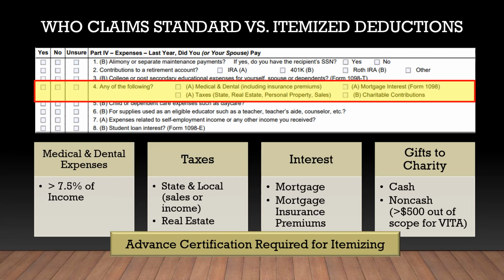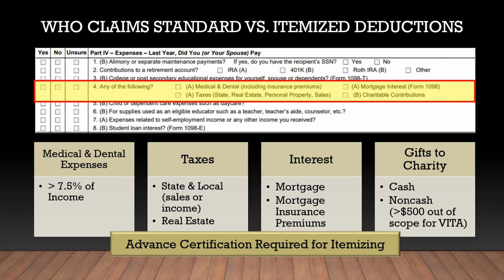So when they come in and they have their intake form, Form 13614-C, you look at Part 4, the expenses, and Question 4 is the question to hone in on. Do they have medical and dental expenses, taxes, mortgage interest, or charitable contributions? Those are our big blocks of expenses that could be itemized, and what we're doing is adding these up and comparing them to what this person would get if they took the standard deduction.